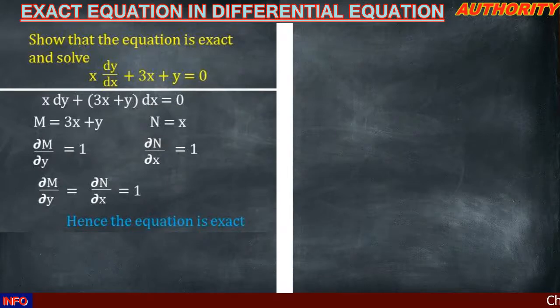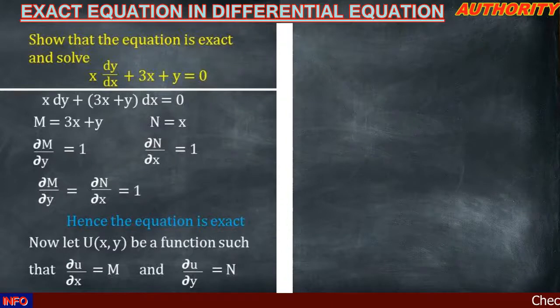Now here we want to form a function. Let's say that this function is u of x comma y, and let it be a function such that the partial derivative of this function with respect to x is equal to M, and the partial derivative of this function u with respect to y is equal to N. So that means we're going to have the partial derivative of u with respect to x is equal to M, and the partial derivative of u with respect to y is equal to N.